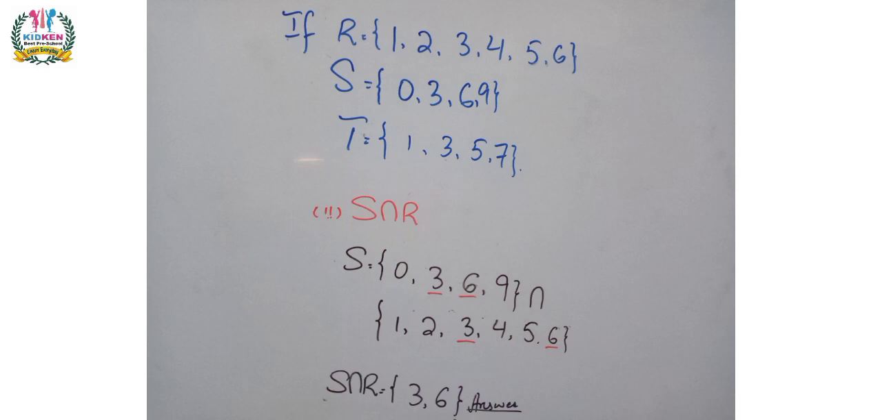Next part of this question, S intersection R. Here S has the values 0, 3, 6 and 9, and R has the values 1, 2, 3, 4, 5 and 6. Again we write the common values, because it is S intersection R. The common values of both sets are 3 and 6. So this is the final solution of S intersection R.